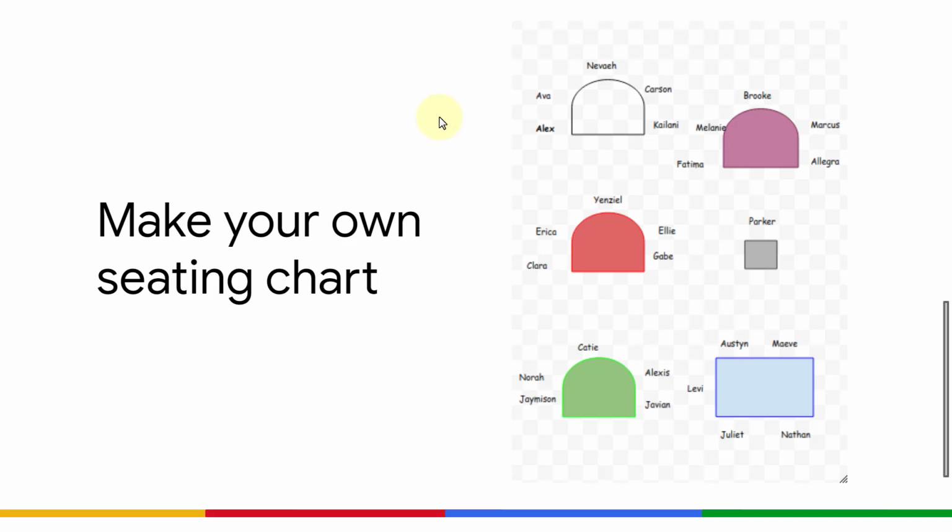All right, making your own seating chart. So having where your students sit is a good way, in color coding them and basically setting it up how your classroom looks. You could even print that out for a sub or just have it available so the students know where they're supposed to be going.